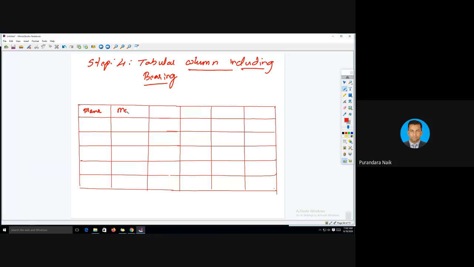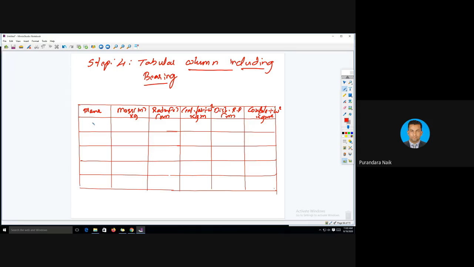Second one, mass M in kg, radius R in meter, centrifugal force by omega square kg meter. Next is the distance from a reference plane. It is meter. Last column is couple by omega square kg meter square.